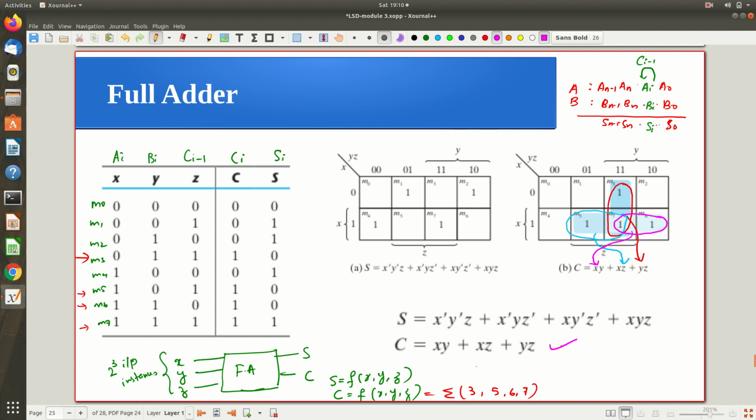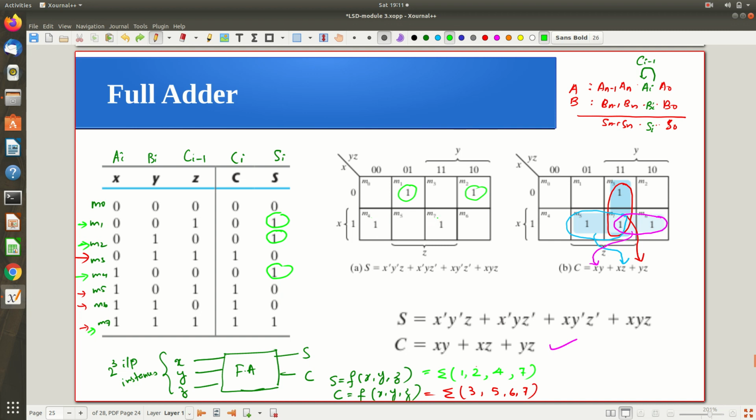Now what about the sum? When you're looking at the sum bit, let's observe the table. So the sum bit is going to give you a 1. See, this is your sum bit. This is a case, right? So m1 is 1, m2 is 1, and what is this? This is m4 is 1, and finally this m7 is also 1. So I can write this as equal to summation of m1, m2, m4, m7, right? So this many cells are active. You can see that when I'm filling it in the table, m1, m2, m4, and m7, right?